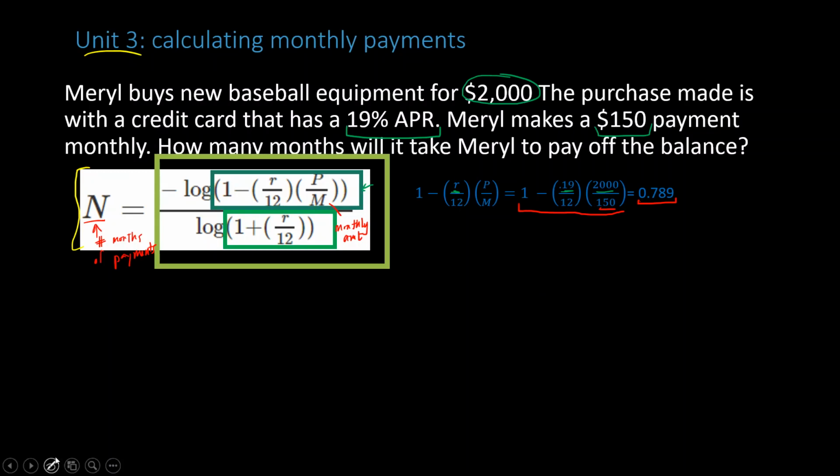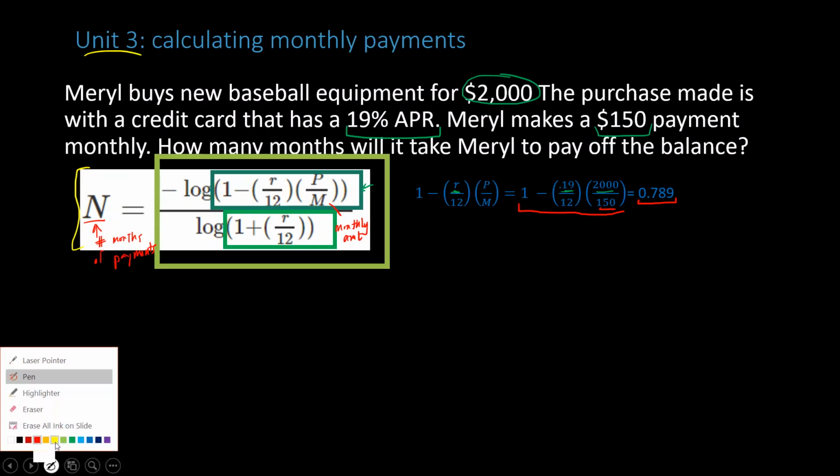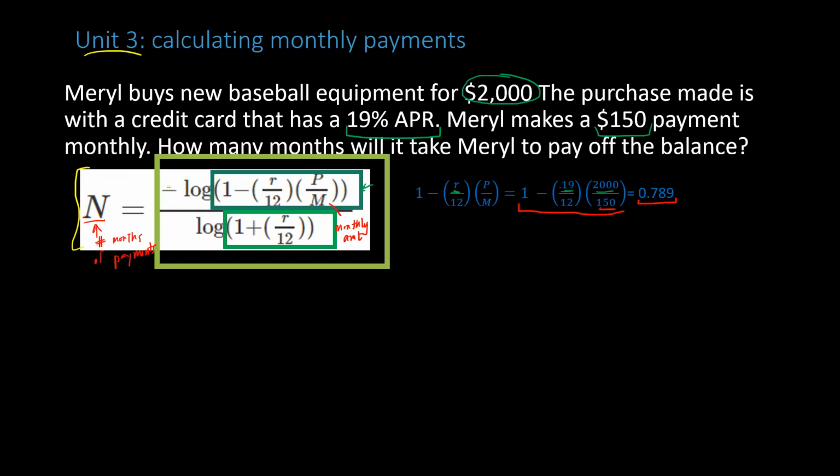Let's now talk about what's happening in the parentheses within the denominator. So not dealing with the logarithm yet. So I've got 1 plus r over 12. Well, we already know that r is 0.19. Pretty quickly we can simplify that to 1.016.